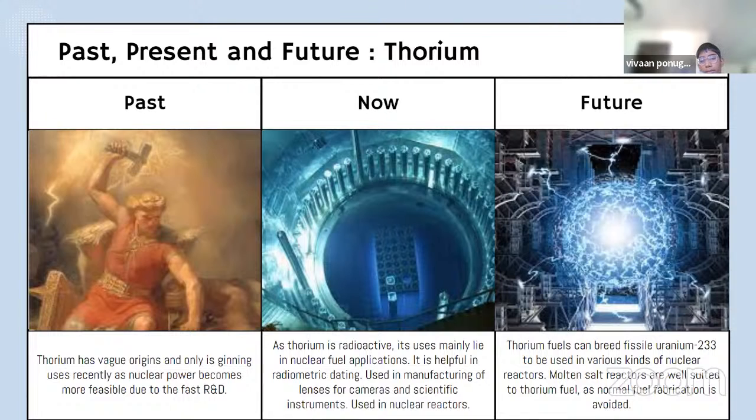The future. Thorium can breed fissile uranium-233, meaning uranium-233 is a nuclear fuel for fission and not fusion. It can be used for various kinds of nuclear reactors. And they can be used in molten salt reactors. They're well suited to thorium fuel. And normal fuel fabrication is avoided.